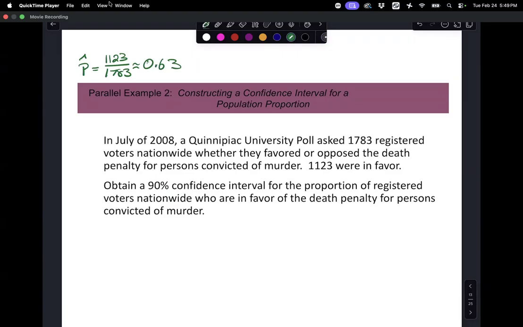1783 is less than 5% of my population. Now we want to do n times p times 1 minus p. So 1783 times 0.63 times 1 minus 0.63. We need to see if this is greater than or equal to 10. Oh man, it's 415. I think we're good. That is greater than or equal to 10. Okay, so I checked those things.